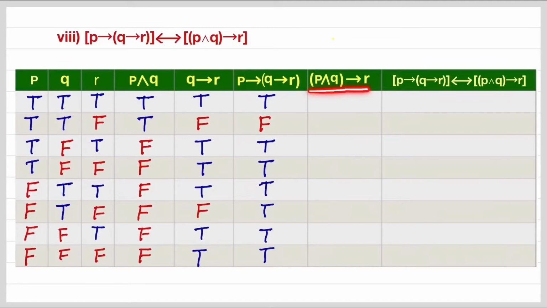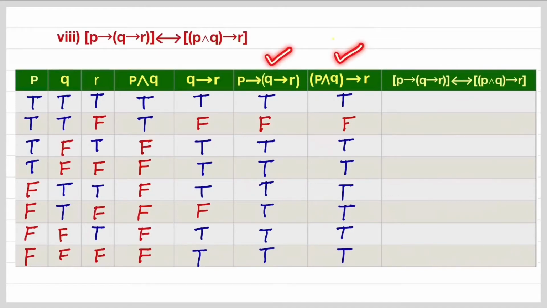Next is P and Q implies R. P and Q is the first statement and R is the second statement. For P and Q, these six entries are false. Therefore, their implication will be true. Write these six entries as true. For first two entries, see, second entry satisfies the implication rule. So second entry is false and all other entries are true.